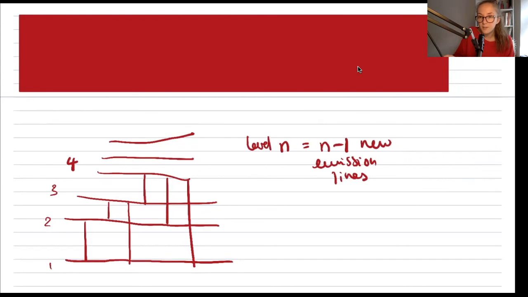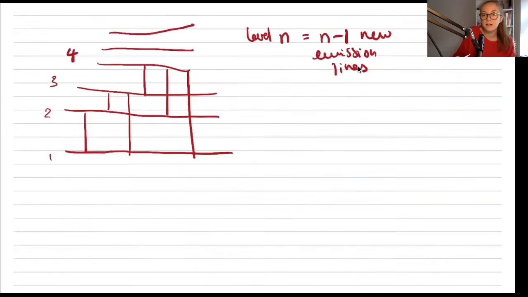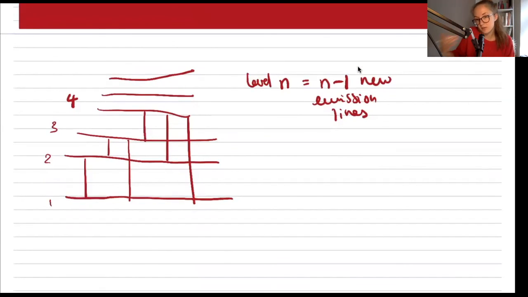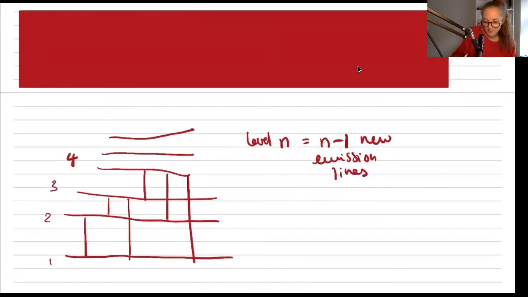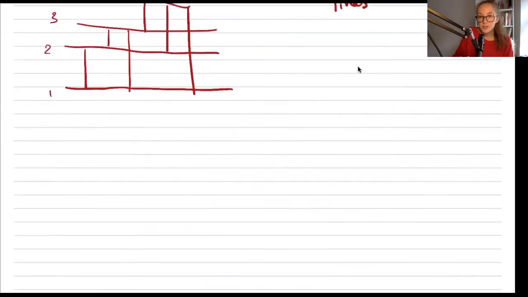So to work out how many emission lines in total there will be, then we just need to add up 10 minus 1 plus 9 minus 1 plus 8 minus 1 plus 7 minus 1, etc. So that would be adding 9 plus 8 plus 7 plus 6 plus 5 plus 4 plus 3 plus 2 plus 1, which comes out to 45. So we have 45 emission lines. And that's all that question asks for.